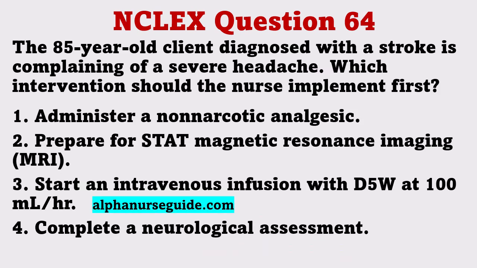The 85-year-old client diagnosed with a stroke is complaining of a severe headache. Which intervention should the nurse implement first? 1. Administer a non-narcotic analgesic. 2. Prepare for stat magnetic resonance imaging. 3. Start an intravenous infusion with D5W at 100 milliliters per hour. 4. Complete a neurological assessment.